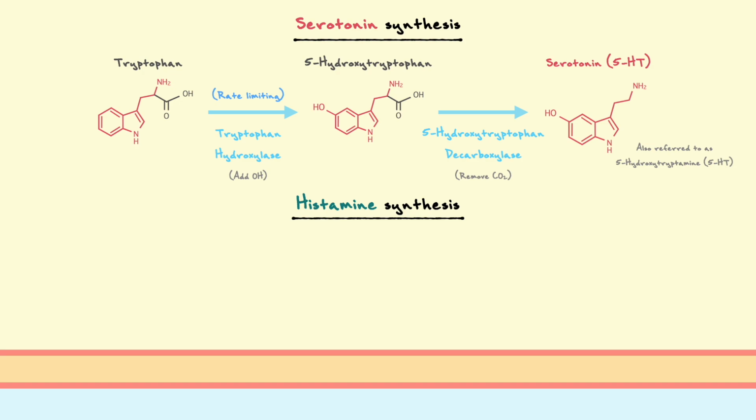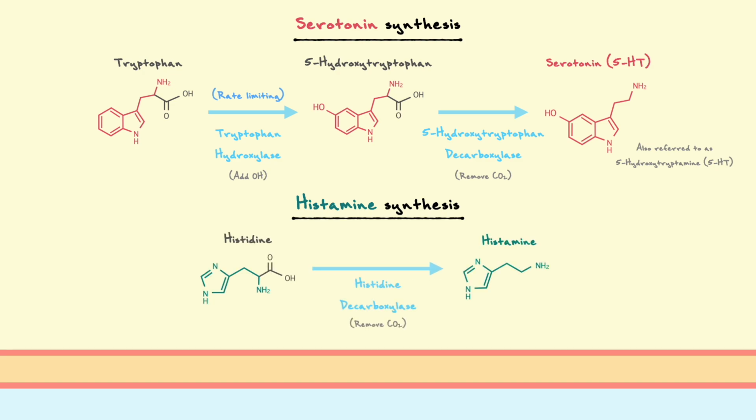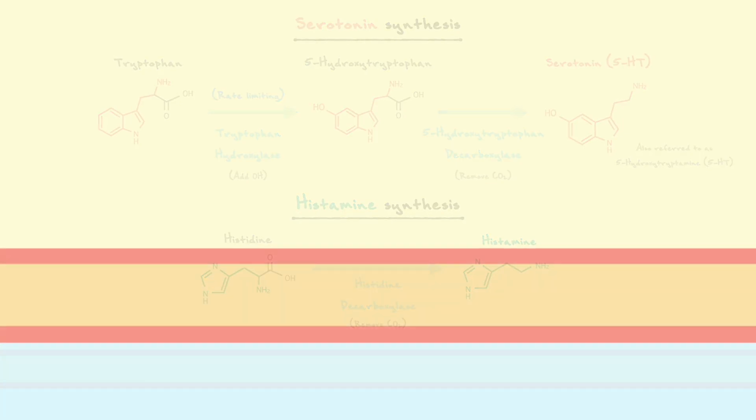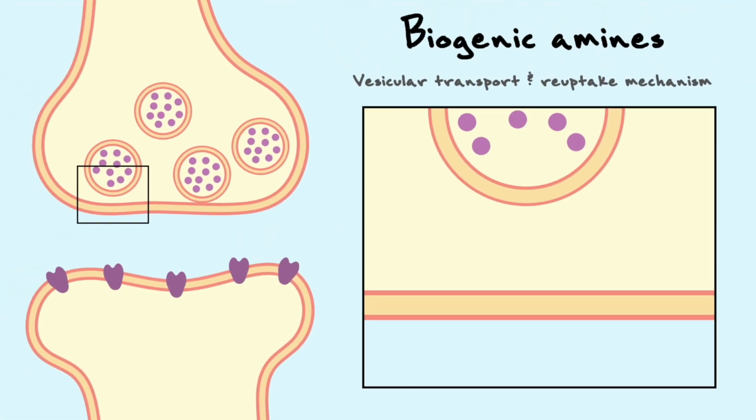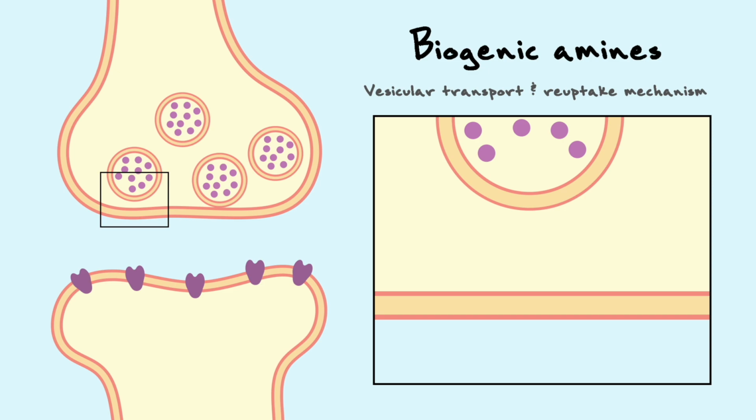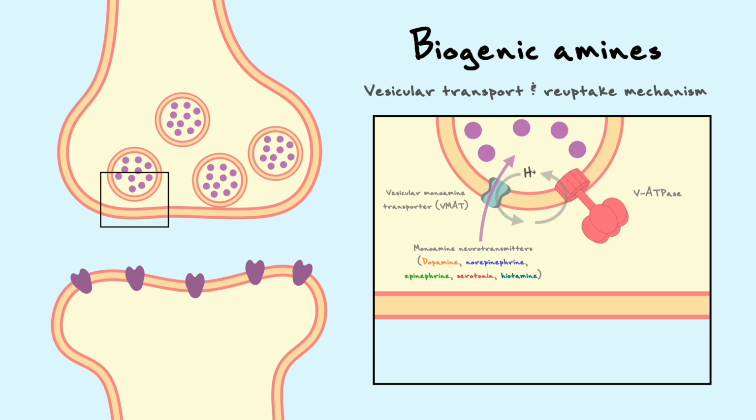Now, for histamine, this neurotransmitter is made from the essential amino acid histidine through a decarboxylation reaction that is catalyzed by histidine decarboxylase. After synthesis, all the biogenic amines we have considered from dopamine to histamine get transported into vesicles by the vesicular monoamine transporter, or simply VMAT, which uses the proton gradient made by the V-ATPase.